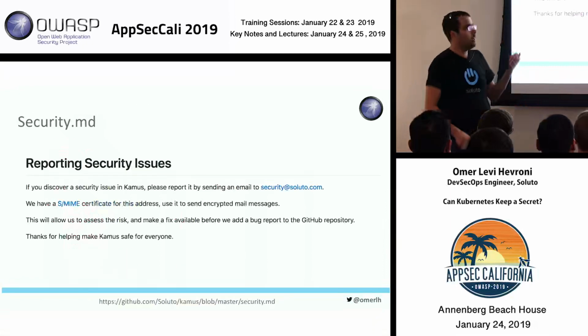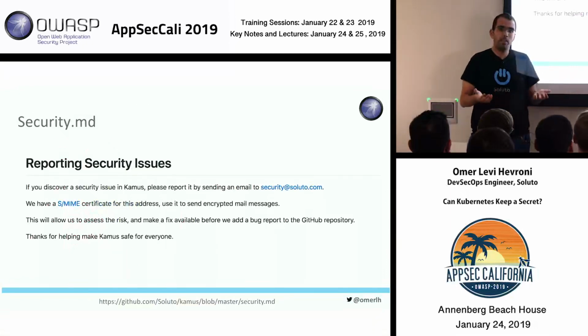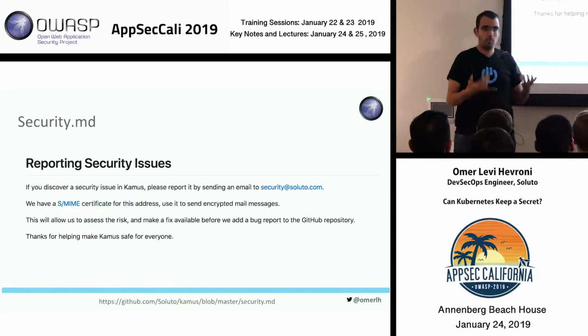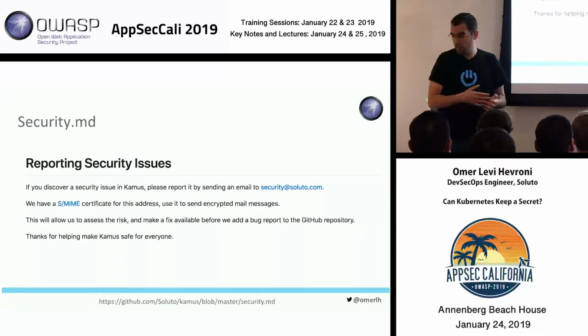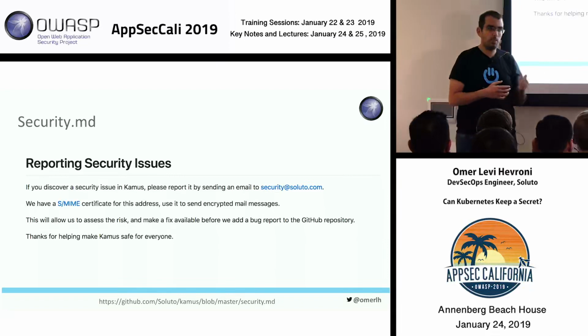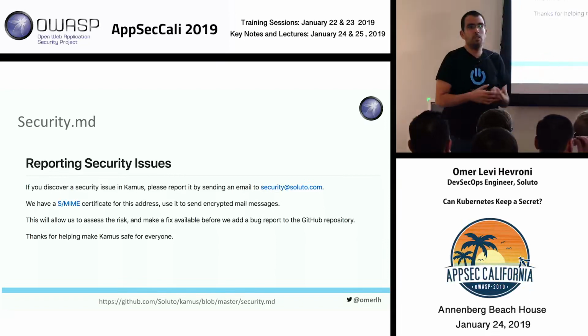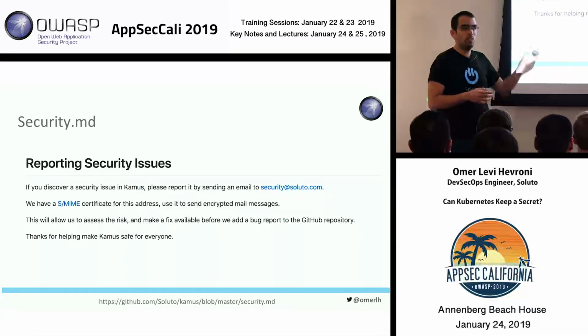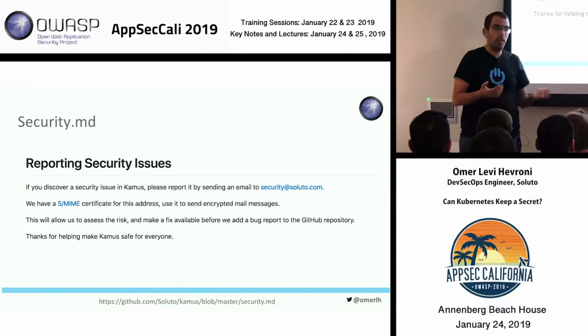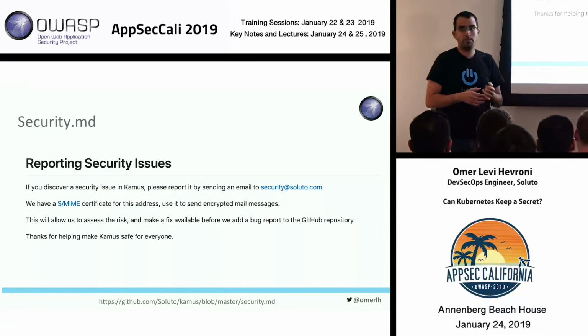And finally, we have SECURITY.md. We know our work is imperfect and we're sure there are things we missed. So if there is anything, this is our responsible disclosure policy, and you can find it also on GitHub. So feel free to reach out to us through the responsible disclosure policy, and we'll happily address it to make Camus safer for everyone.